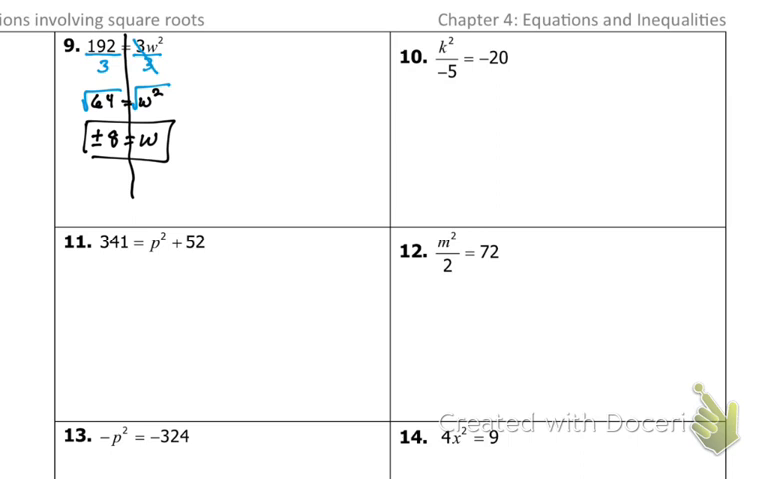Multiplication. Now remember, when you multiply or divide, you multiply by exactly the same number. So I'm going to multiply by a -5. We're going to multiply both sides by a -5, so that my -5's cancel out on this side, and I multiply this side by -5. And we should have k squared equals a positive 100, right?